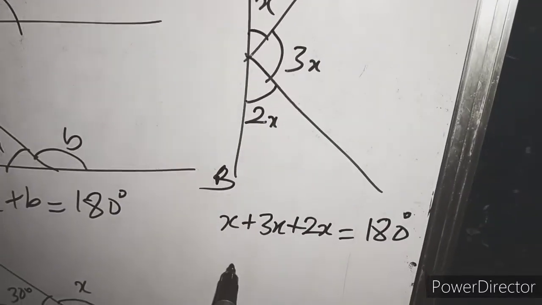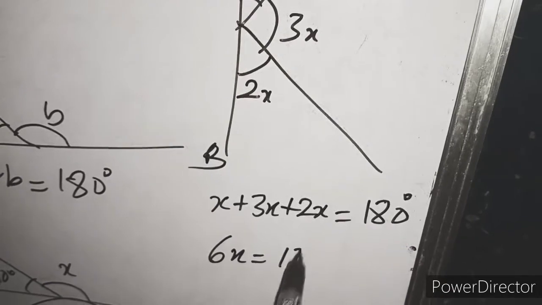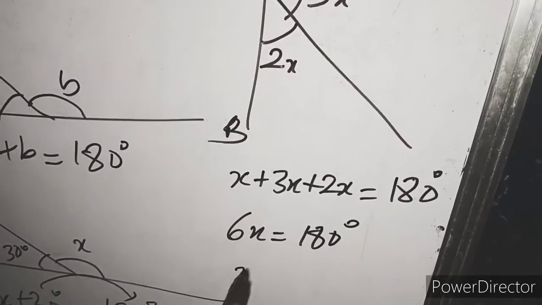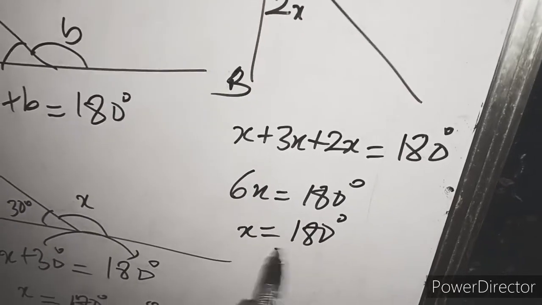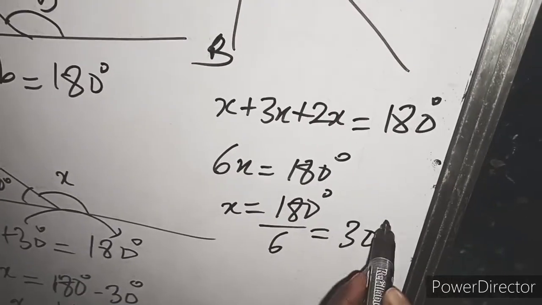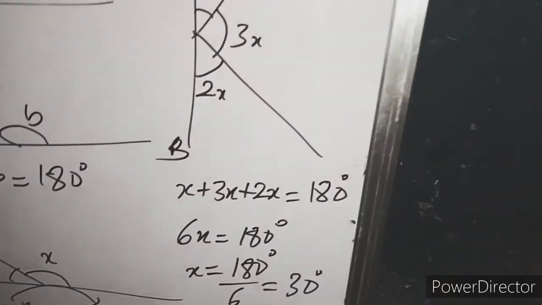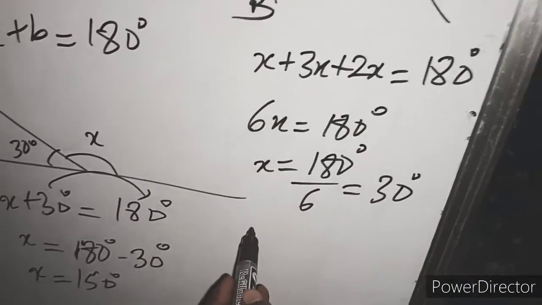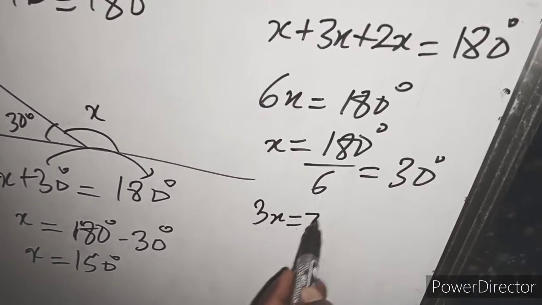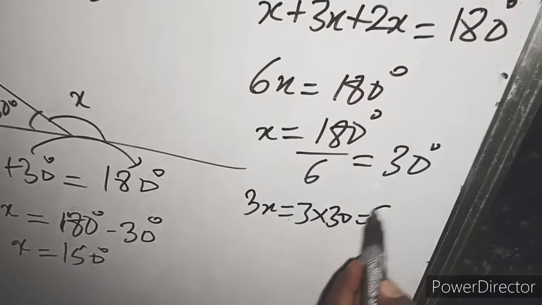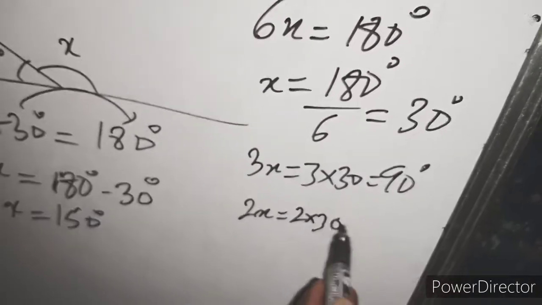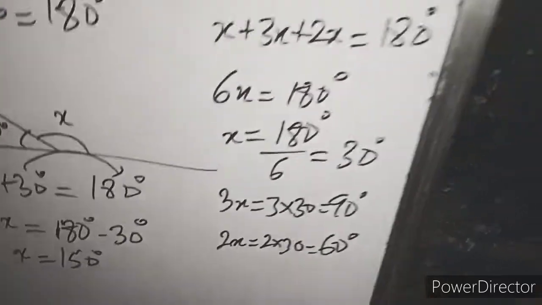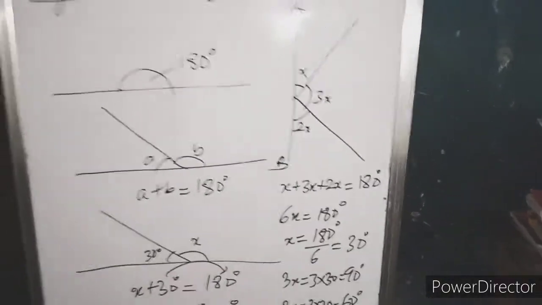Now, if you add everything together, we're going to have 6x equal to 180 degrees. Then x will be equal to, divide both sides by 6, 180 degrees over 6, and that will give me 30 degrees. Now, if the question says to find the other angles, that means 3x equals 3 times 30, and that will give me 90 degrees. Then 2x, that is 2 times 30, will give me 60 degrees. So that's for angles on a straight line.